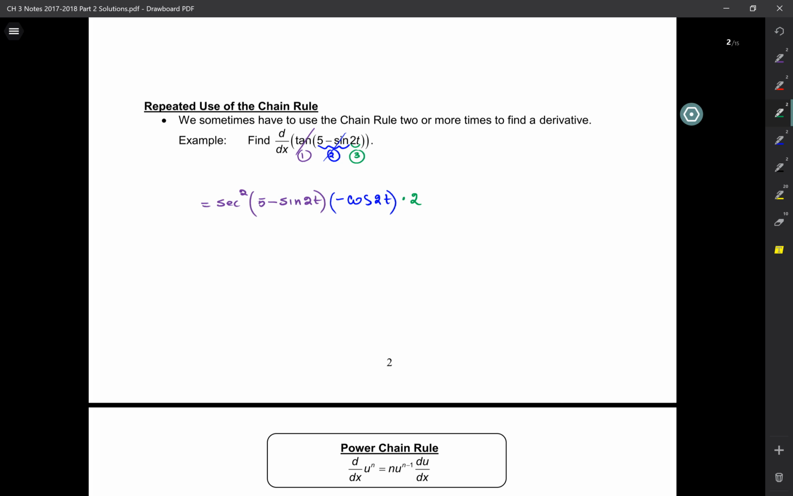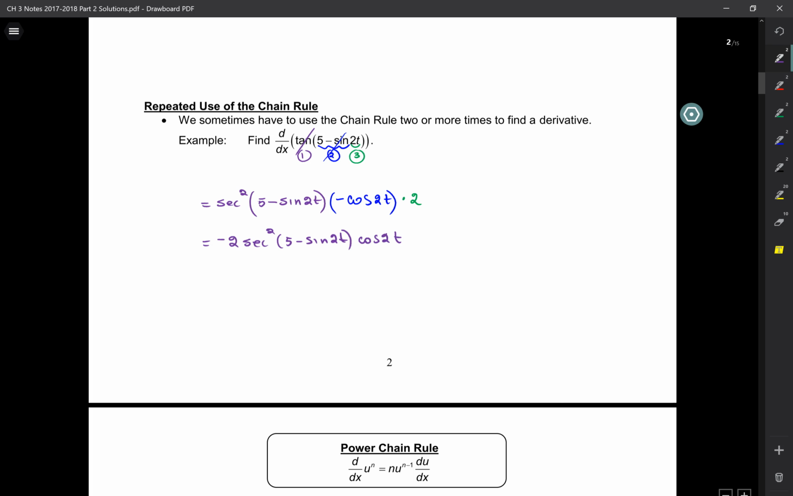Okay? And I like to, as I'm going along, cross out the ones of which I took a derivative so as not to repeat them. Now we just have to write that in a more elegant form. So 2 secant squared. Right, and the negative outs will come out too. So negative 2 secant squared 5 minus sine 2t times cosine 2t.